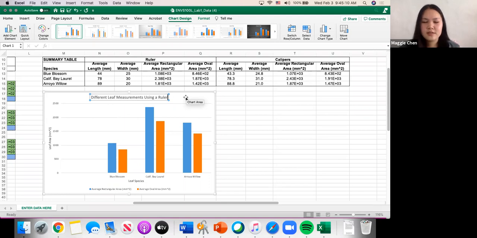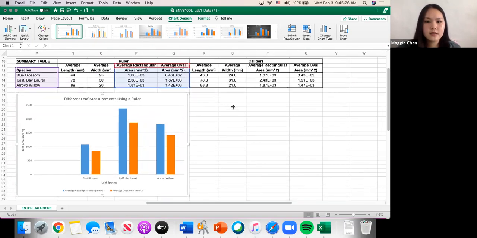But something that just explains what we are looking at when someone who didn't do this is looking at this chart. So this is the chart for our ruler measurements, and we're going to make the exact same chart for our calipers. So the process is exactly the same.